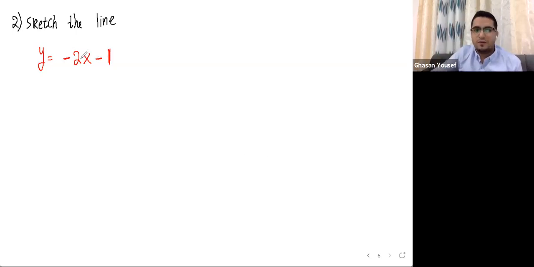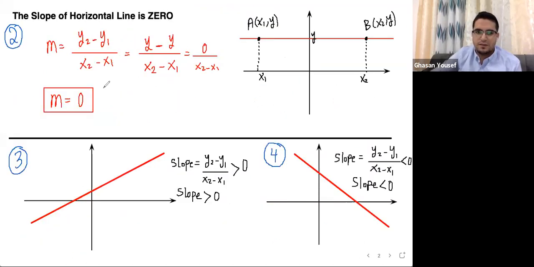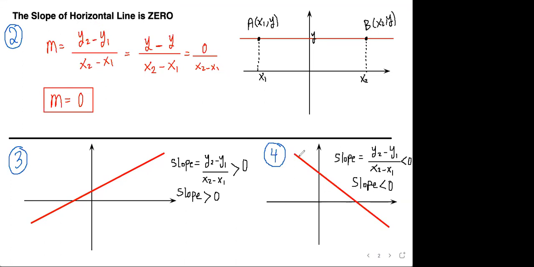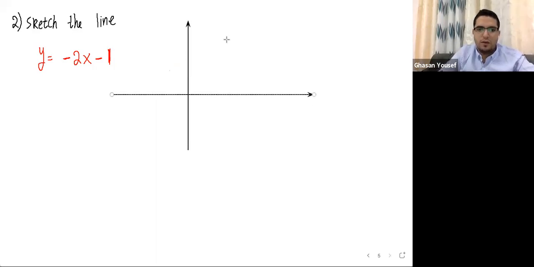What does it mean that the slope is negative? Which graph is representing this, from 1 to 4? Number 4, this is correct. The slope is negative here, so the line is going to be something like this. So the graph for this one will be like this. But we have to know the y-intercept.